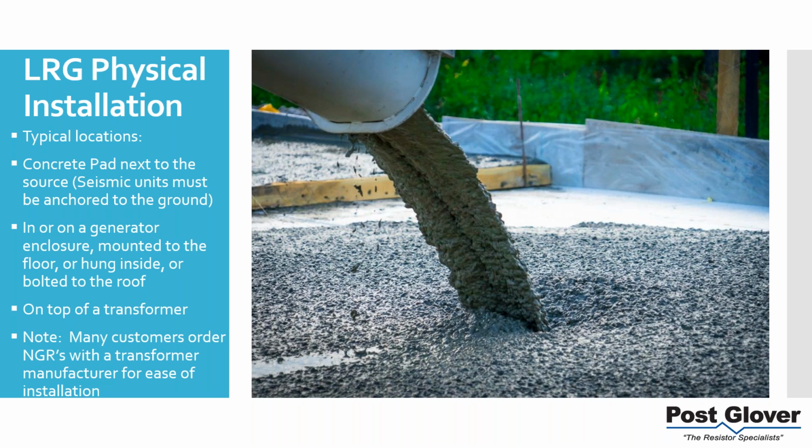Another common way is on top of a transformer. Many of our customers, or I would say would-be customers, order the NGRs, the low resistance ground, through a transformer manufacturer. The only thing I want to mention about that, obviously I'm a resistor manufacturer, I don't necessarily mind selling through the transformer manufacturers, but I want to make sure you're aware that a lot of my customers who I talk to directly say, we're just going to order through the transformer manufacturer because we don't want to deal with the installation of the NGR. We want to put it on top of the transformer.